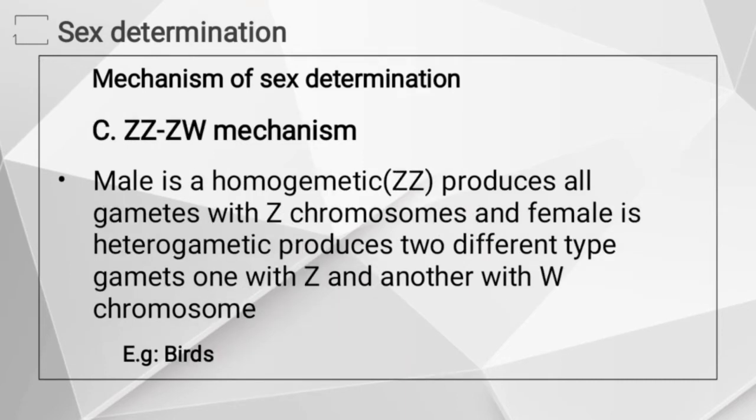The last one is the ZZ-ZW mechanism, in which male is homogametic and produces all gametes with Z chromosome. And female is heterogametic, producing two kinds of gamete, one with Z, another with W chromosome. It is commonly observed in birds.